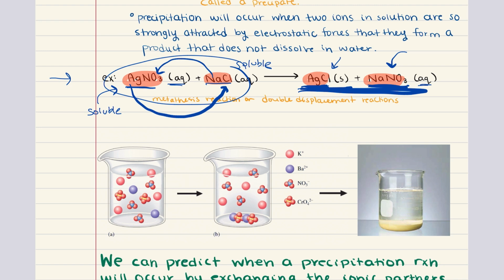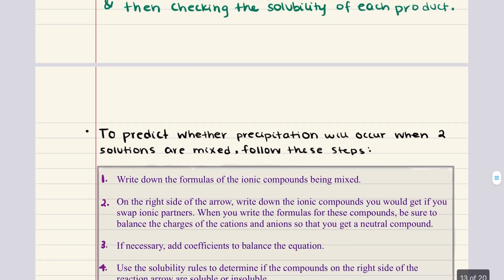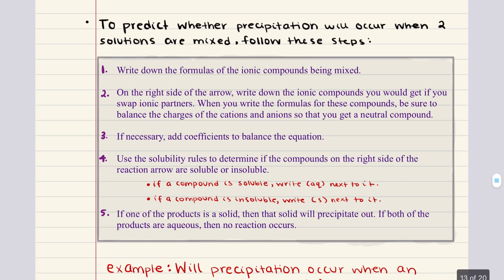With all of this information, let's develop a system to help us predict whether precipitation will occur when two solutions are mixed. We're going to follow these steps. First, write down the formulas of the ionic compounds being mixed. Second, on the right side of the arrow, write down the ionic compounds you would get if you swapped ionic partners. When you write the formulas for these compounds, be sure to balance the charges of the cations and anions so you get neutral compounds as your products. Third, if necessary, add coefficients to balance the equation.